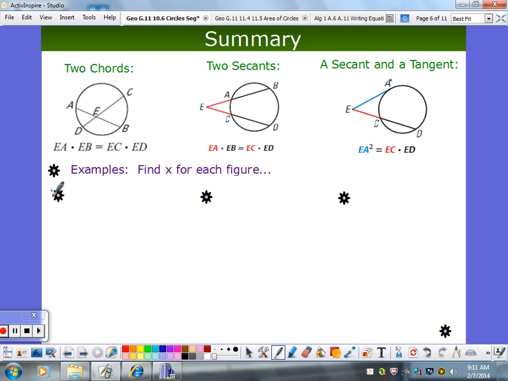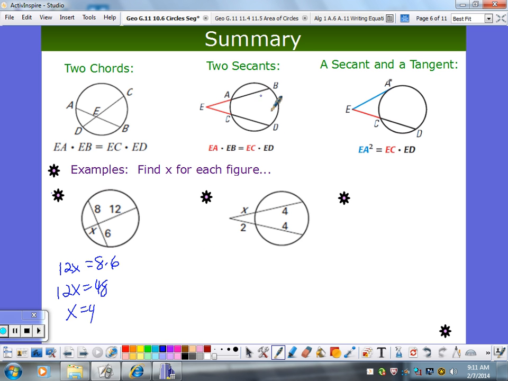So we do have some examples here. So this piece times this piece equals that piece times that piece. Hopefully you're with me. We're at the bottom-ish of the page, middle. Example A: 12 times x, this piece times this piece, equals 8 times 6, that piece times that piece. 12x equals 48. So x is 4.